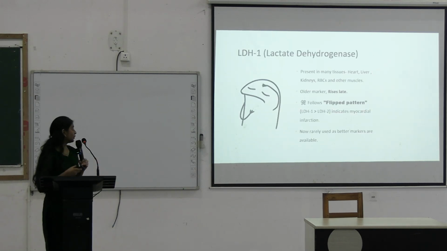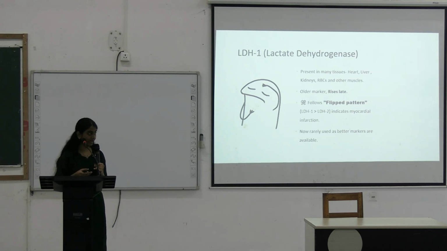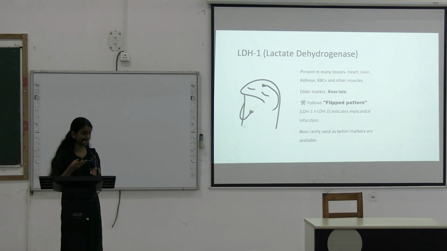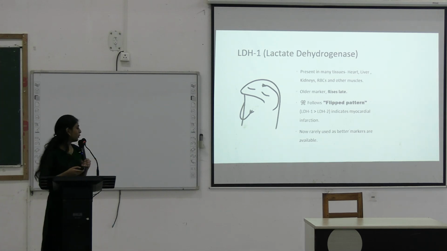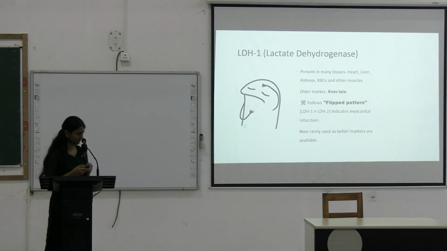Then we have LDH1, that is lactate dehydrogenase. It is present in many tissues like the heart, liver, kidneys, RBCs, and other muscles. It is an older marker and it rises late. It follows a flip pattern, that is, when the ratio of LDH1 in the blood is higher as compared to LDH2, it indicates myocardial infarction. It is now very rarely used, as there are better markers like troponin available.